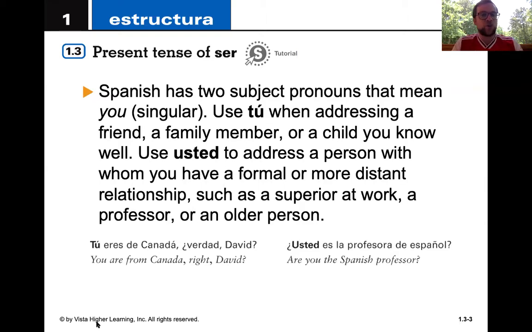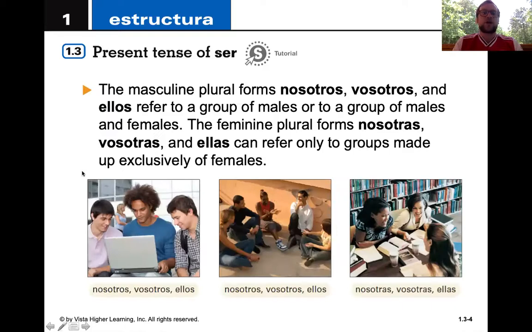Okay, so we have another sentence here. Tú eres de Canadá, ¿verdad, David? You're from Canada, right, David? Usted es la profesora de español. So as you can see, we have meaning the same thing, you, but a more formal versus informal conjugation. We have tú eres and usted es. Okay, usted es. Bien.